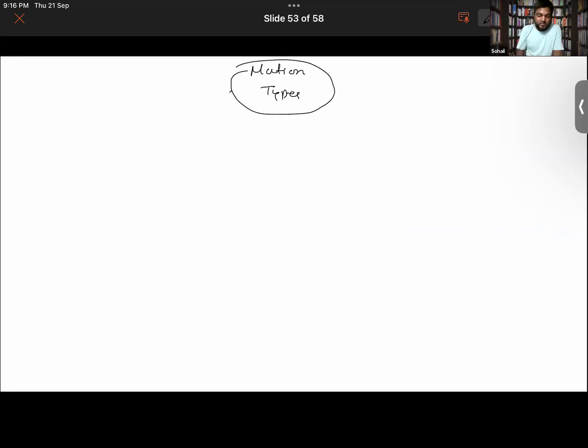If we were to talk about motion based on the pathway, if some uncle is walking on the road in a straight line, it means he is doing a straight line motion. Another term for it is rectilinear motion. That is simply motion in a straight line.